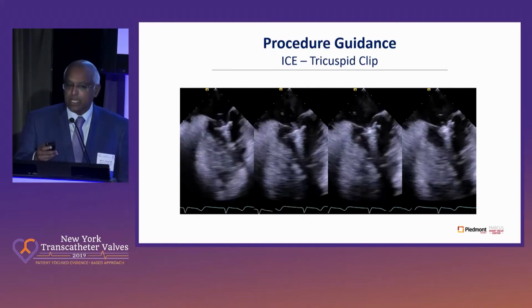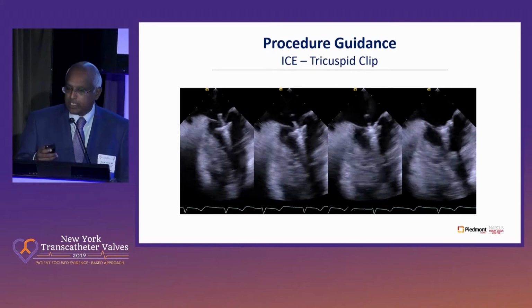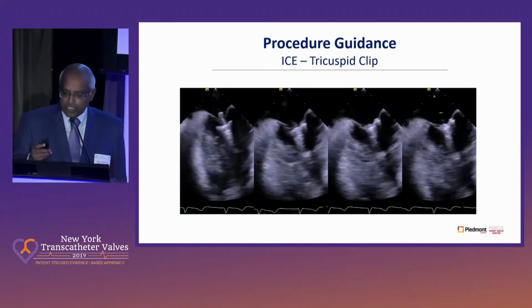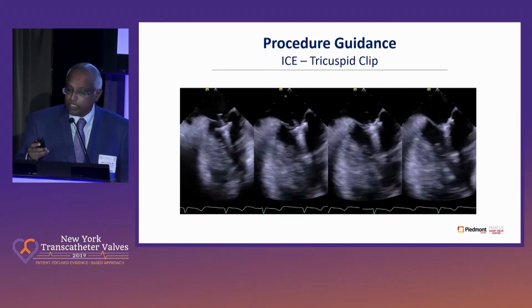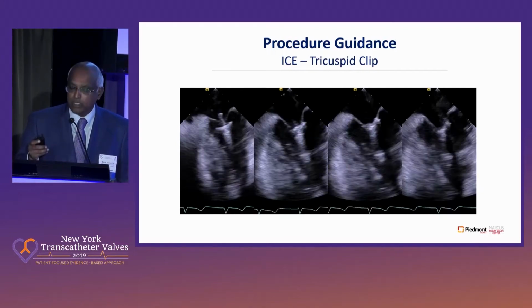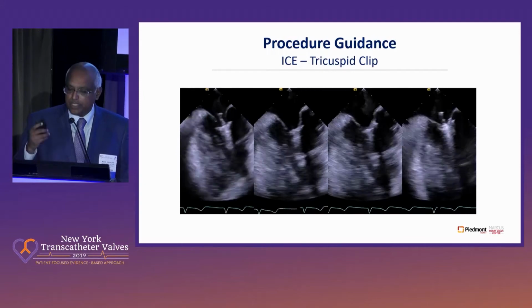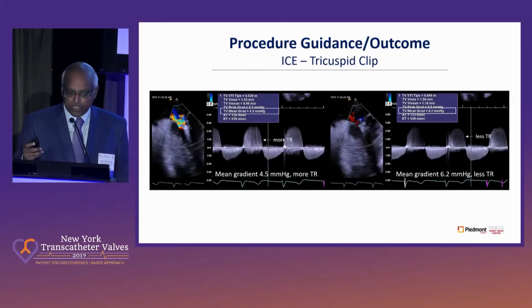Here you can see the clip arms coming up to the tricuspid leaflets, clearly see it, and then grabbing, and you can see the leaflets getting taut. And you can even see the grippers coming down. 2D ICE, to me, is critical for a tricuspid clip procedure.